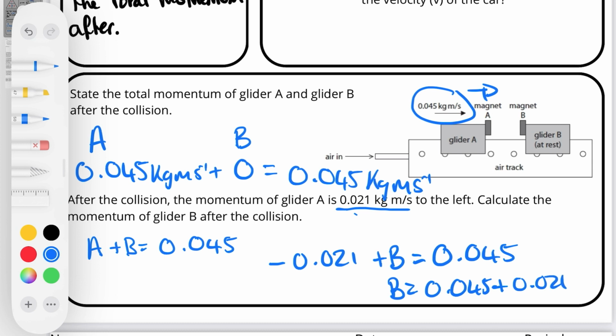Now the reason I know that's negative is we're using velocity to find momentum, which means momentum itself is a vector quantity, which means it has direction associated to it. So if we were already going to the right and we knew that was the positive direction, it means anything to the left must be the negative direction. So then here we know B equals 0.066 kilogram meters per second. And that is the basics of calculating momentum.